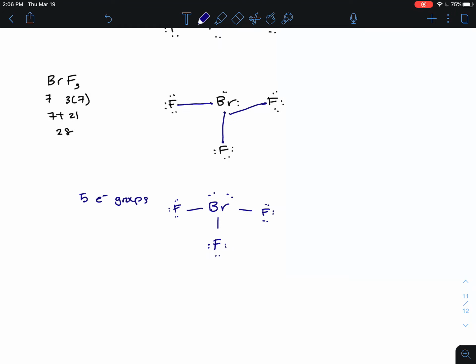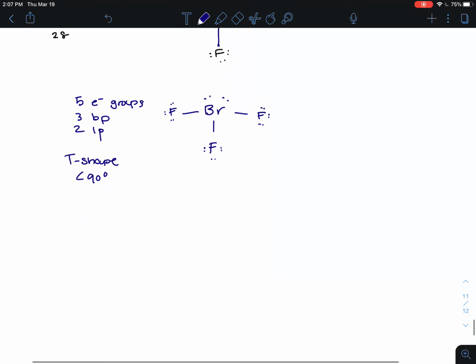What kind of shape does this have? 1, 2, 3, 4, 5. 5 electron groups, 3 bonding pairs, 2 lone pairs. That would be T-shaped. And it has a less than 90-degree angle.